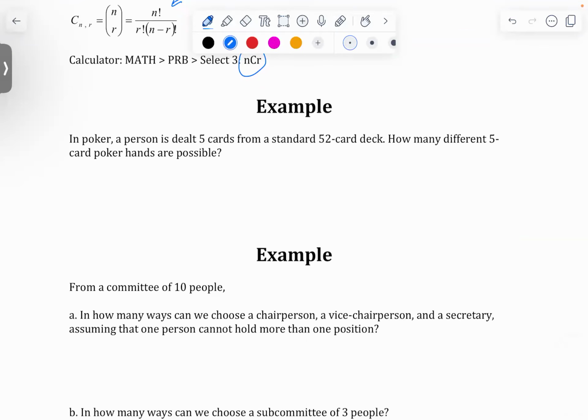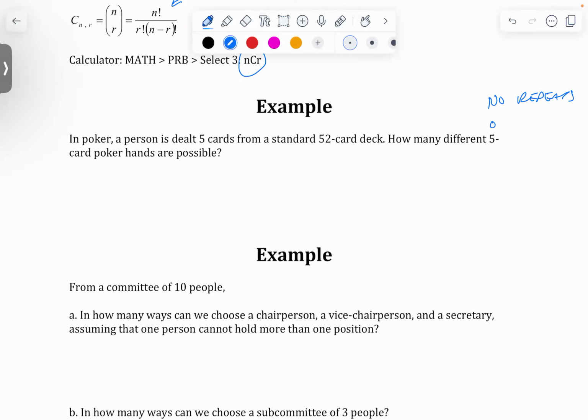To that end, in poker, a person is dealt 5 cards from a standard 52 card deck. How many different 5-card poker hands are possible? So here's the big thing about cards. Usually there's no repeats. Once you get dealt a card, you don't put it back and then get dealt a card again. Okay? So once you're dealt a card, it removes it from the deck possibilities.